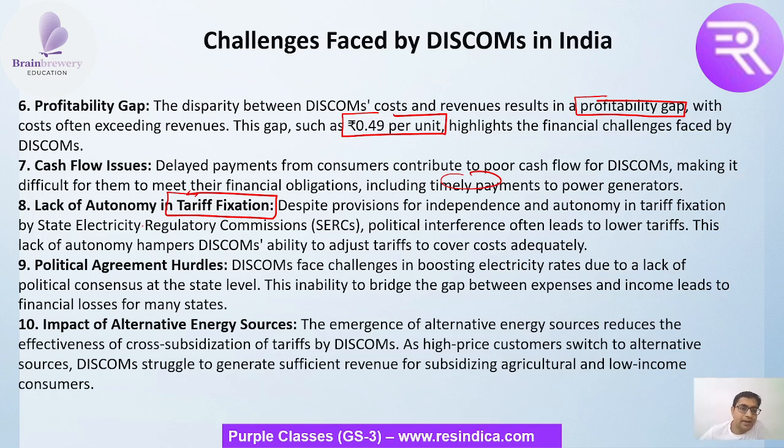Then political agreement hurdles are there. A lot of political agreement hurdles are there. Because of that, government keeps on saying that okay, we will waive off your power bill, we will waive off this and that, all the things.